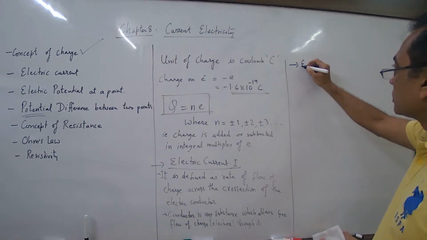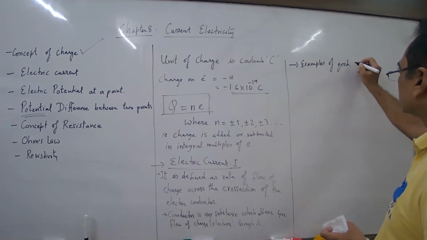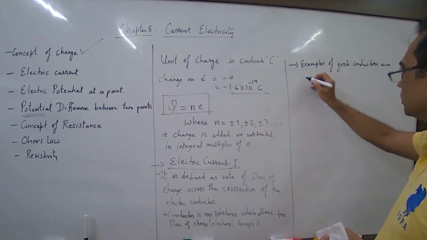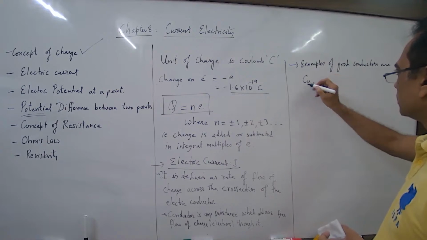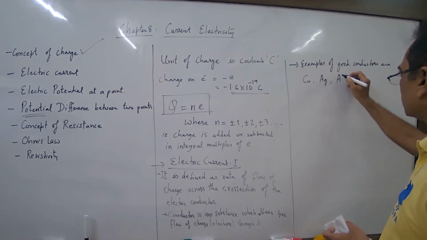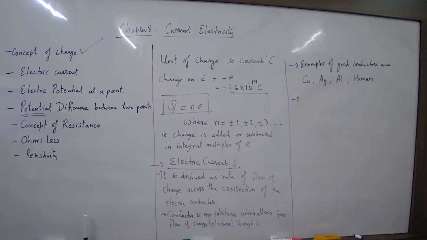So, examples of good conductors are, you have copper, you have silver, aluminum, okay, so on and so forth. All metals are good conductors. Any others? Good. Human. Humans are also conductors. So don't put your finger in socket, okay?